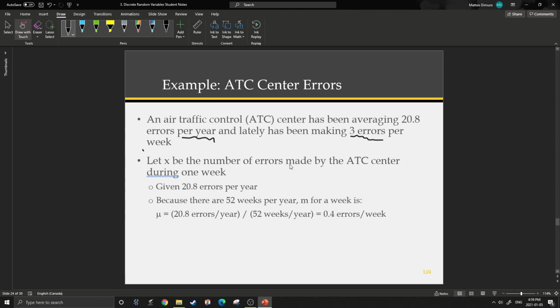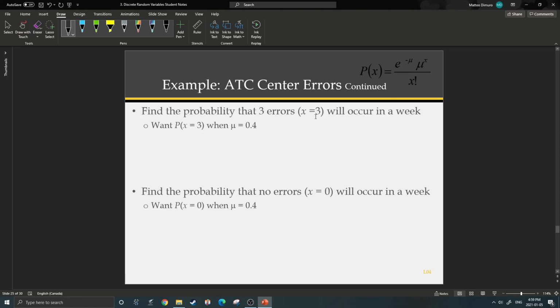So let x be the number of errors made by the ATC center during 1 week. Given that mu is 20.8, and there are 52 weeks per year, you're going to take the 20.8 and divide by 52, and you have your average errors per week. This is what we're going to use in this question because they're asking for a week. So find the probability that 3 errors will occur in a week. And over here, I put the formula down again, just so you can have it. And we're basically looking for x equal 3 when mu equals 0.4.